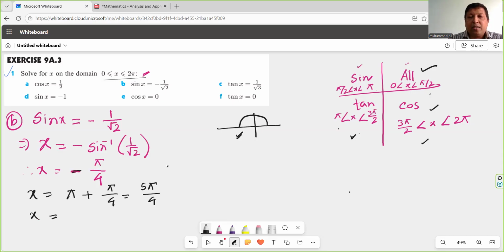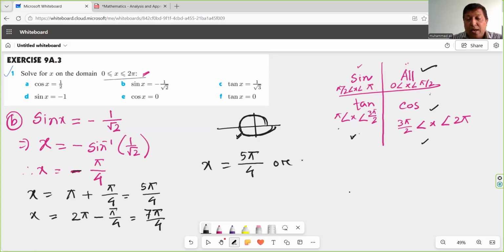So another result where sine is negative: up to here this is 2 pi. From 2 pi, if we subtract any acute angle, we get 7 pi by 4. So our answer will be x equals 5 pi by 4 or x equals 7 pi by 4. This is B number maths.